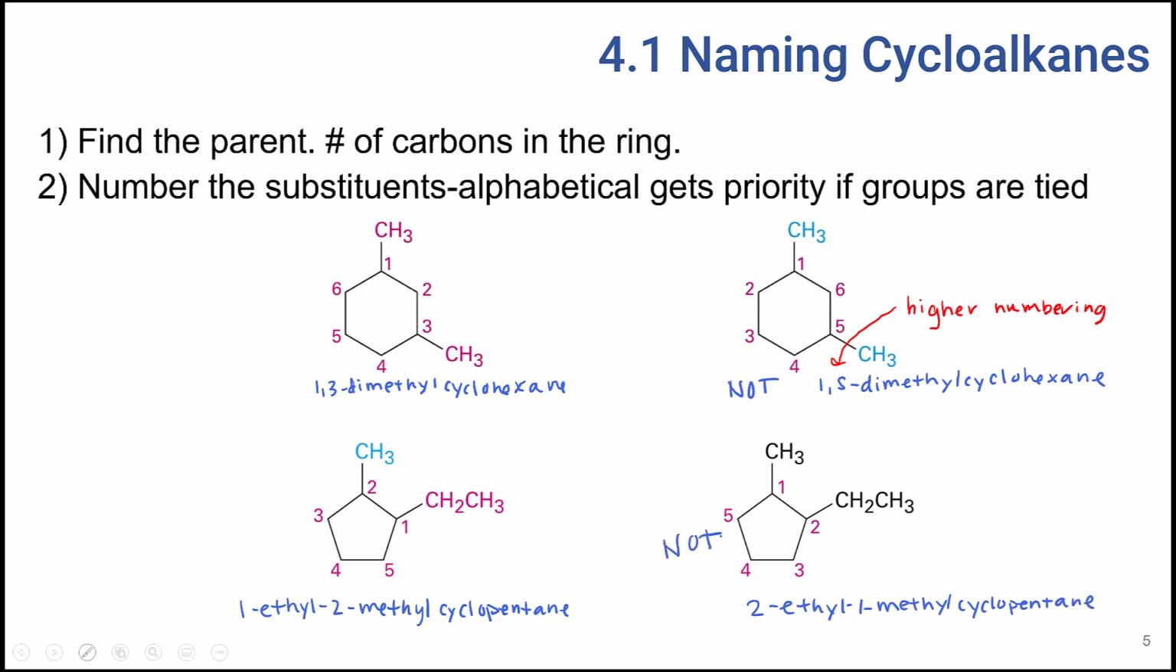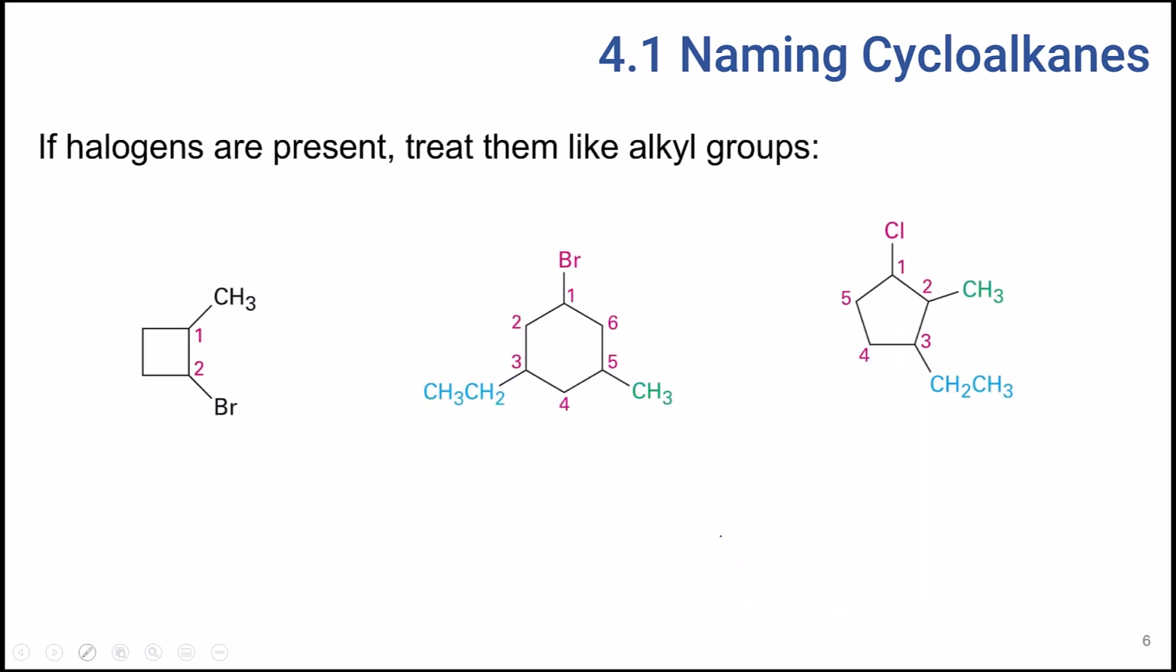So we're going to stick with the first numbering on those two problems. If we have halogens present, we're going to treat them like alkyl groups. So if there's a bromine, it's going to be bromo, and then we have methyl. So the numbering here, actually we're going to give this the 1 because 1 comes first alphabetically. Bromo comes first alphabetically, and that will give us the lowest numbering. So this will be 1-bromo, 2-methyl cyclobutane.